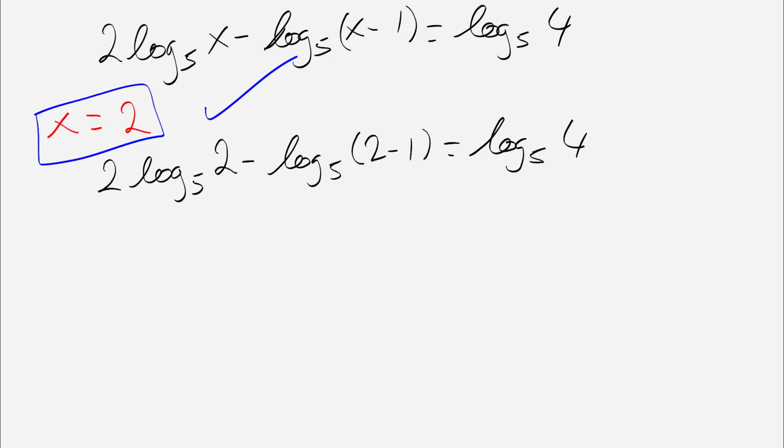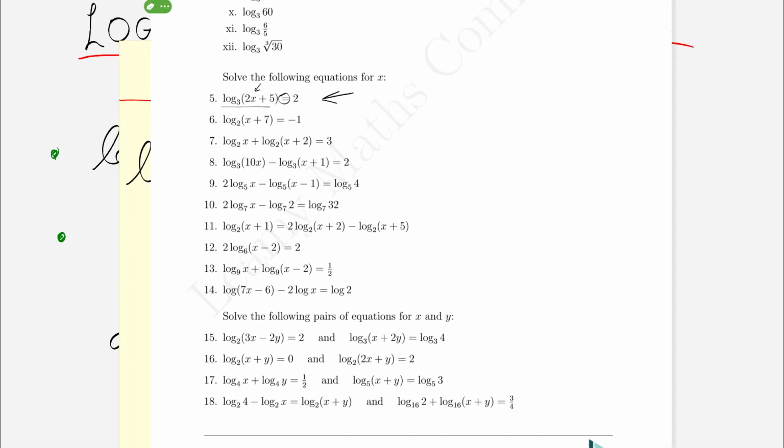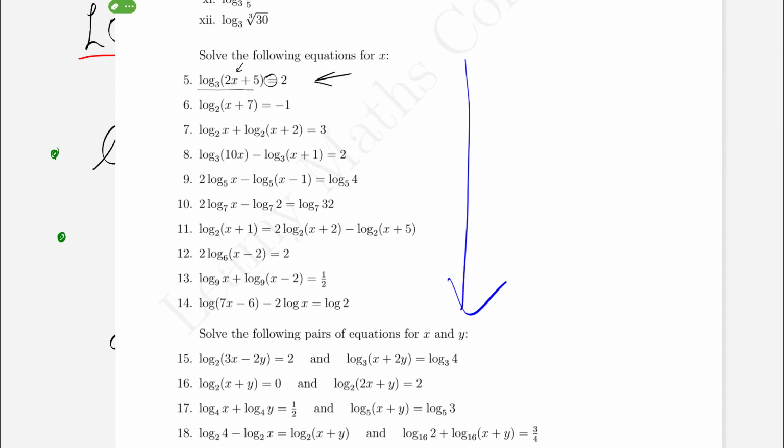So that is our introduction to log equations. Once again, the best thing for you to do is have a look at and practice these questions.